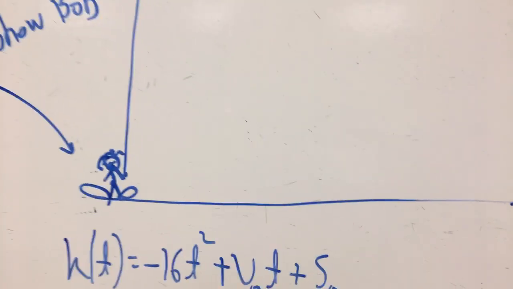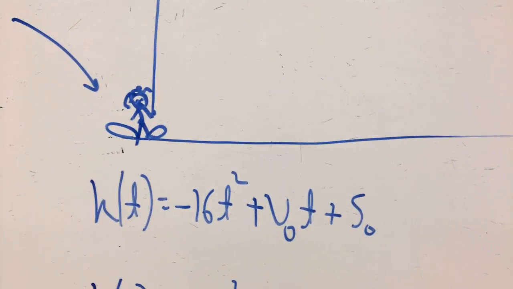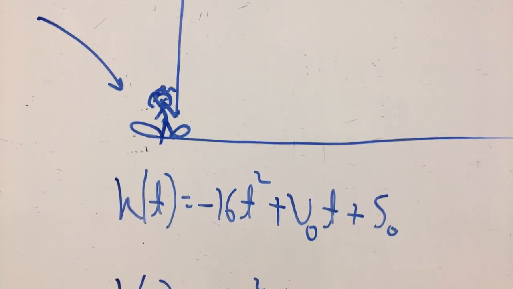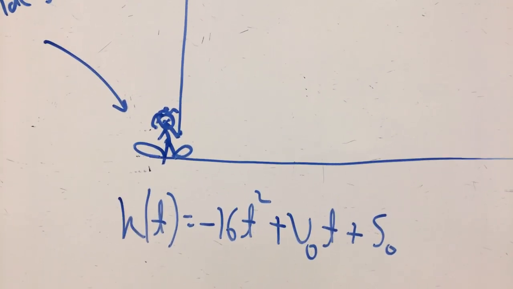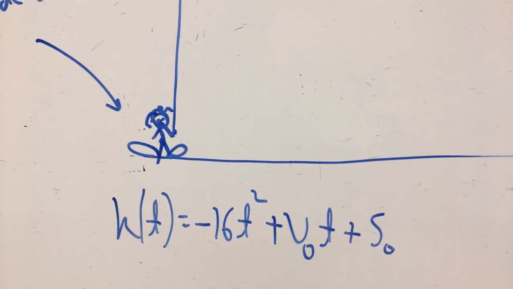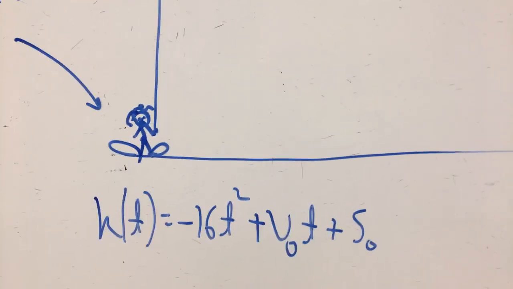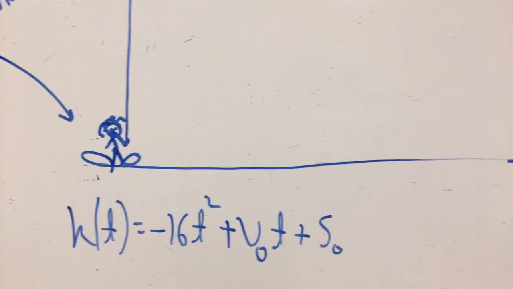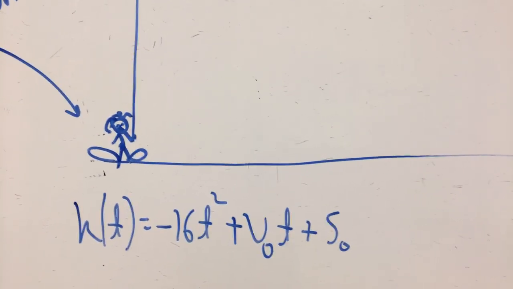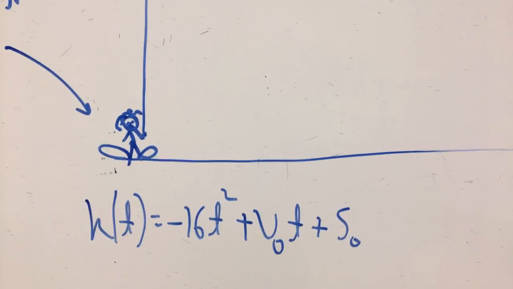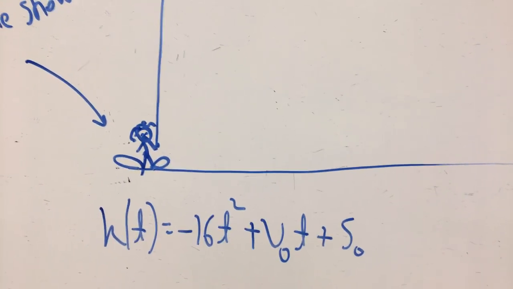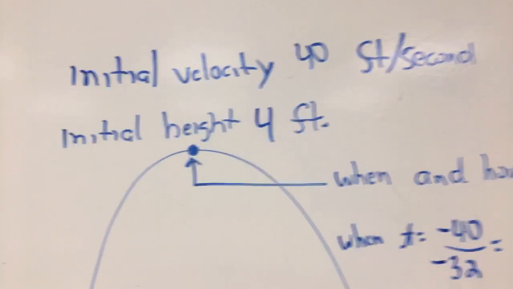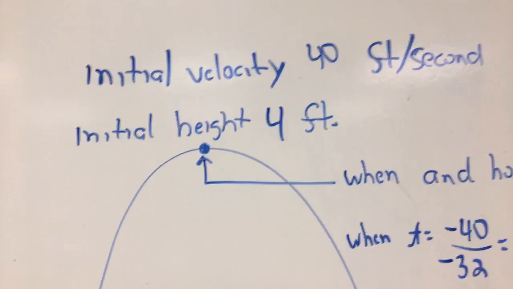Now, we're going to use this equation right here. You should be familiar with this now. H sub t, in other words, the height after some time t, is equal to negative 16t squared plus v sub naught t plus s sub naught. The v sub naught is the initial velocity, and the s sub naught is the initial height. If you know the initial velocity and the initial height, you plug them in. In our case, the initial velocity is 40 and the initial height is 4.